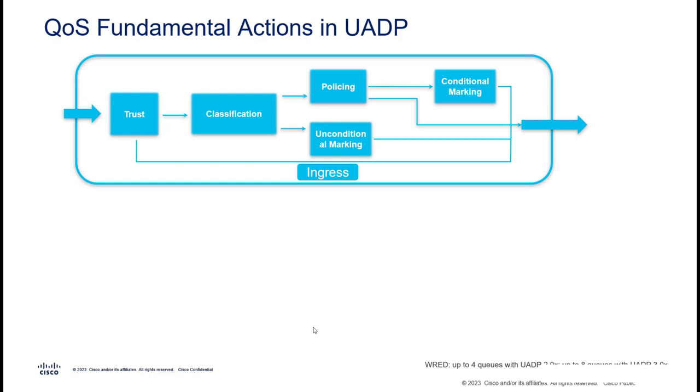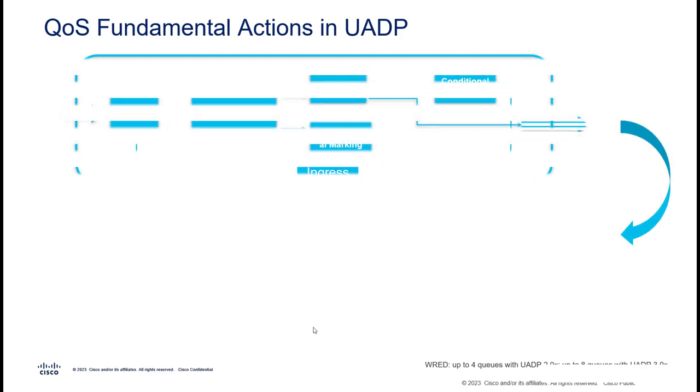So if the packet already comes in with the DSCP or a CoS tag, we're not going to change those tags. We're just going to retain it as it is, and we're going to continue processing the packet. Next, we have the ingress toolset. We have the classification. We have the policing and the marking. On the egress side, we're going to split.